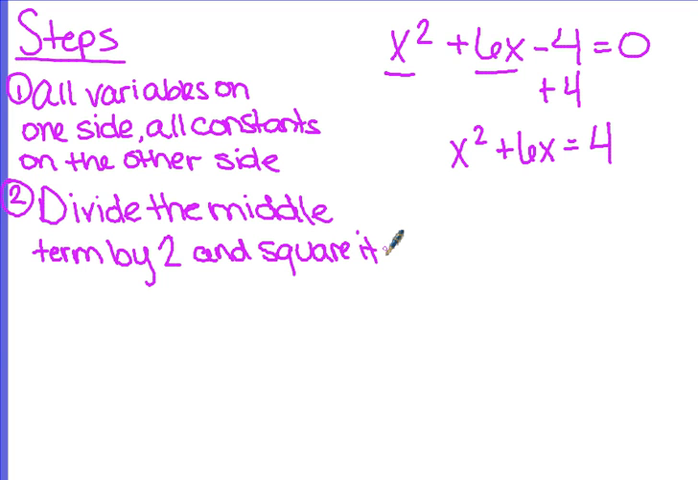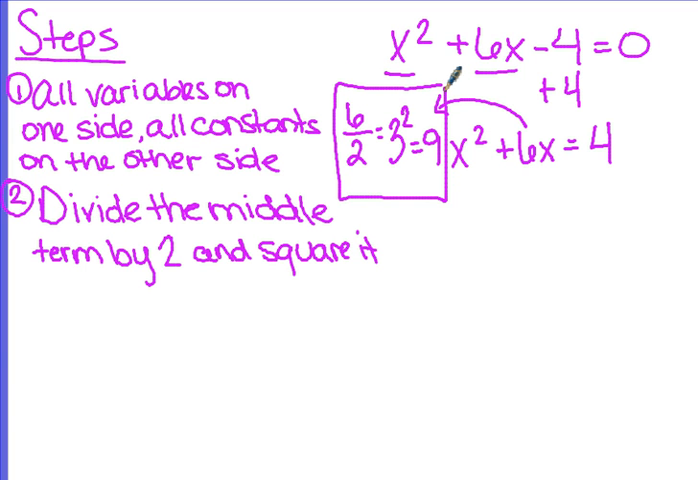So in this problem, our middle term is 6. So we're going to take this 6 and we're going to divide it by 2. Well, 6 divided by 2 is 3. And then we're going to square 3 and we get 9. This is our middle term pattern. Okay, we end up with 9.